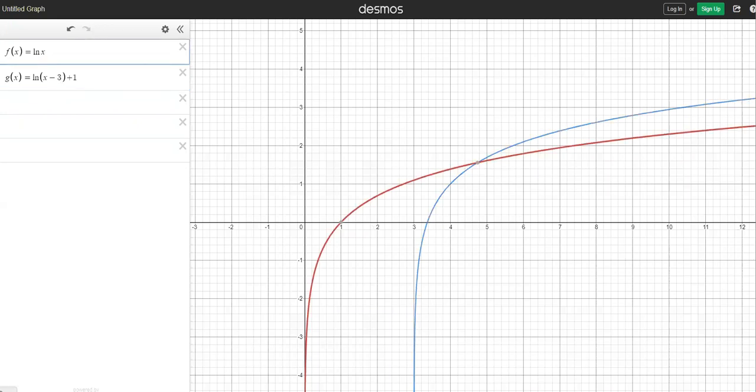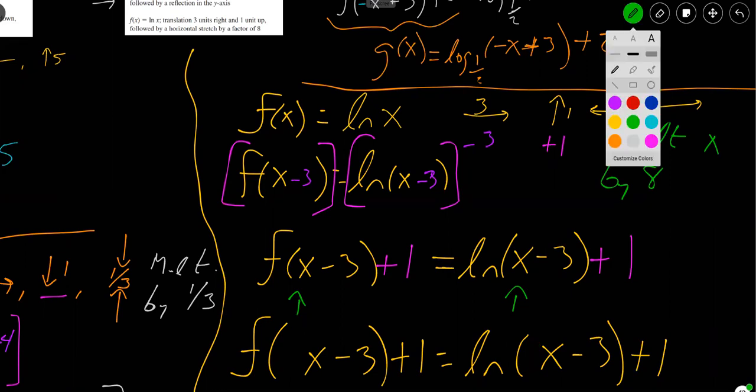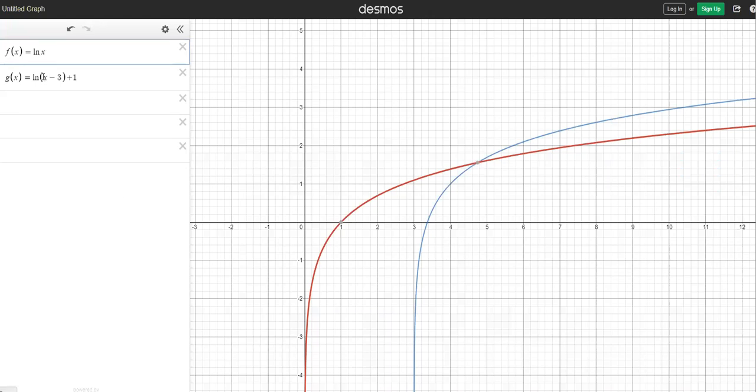Oops, did I say vertical? I'm losing my mind. Apologize, guys. That's what happens when you record while you're tired. All right, it's a horizontal stretch, so multiplying x not by 8, I have to do the reciprocal of 8, 1/8. Apologies. That's going to cause a horizontal stretch by a factor of 8. So let me go ahead and fix this.